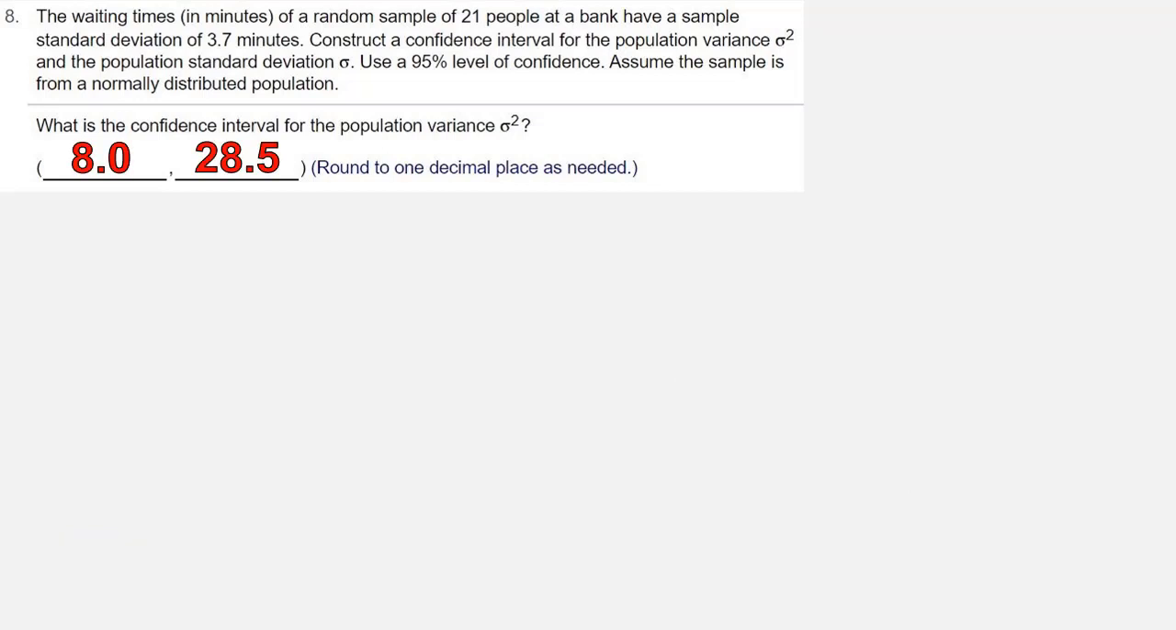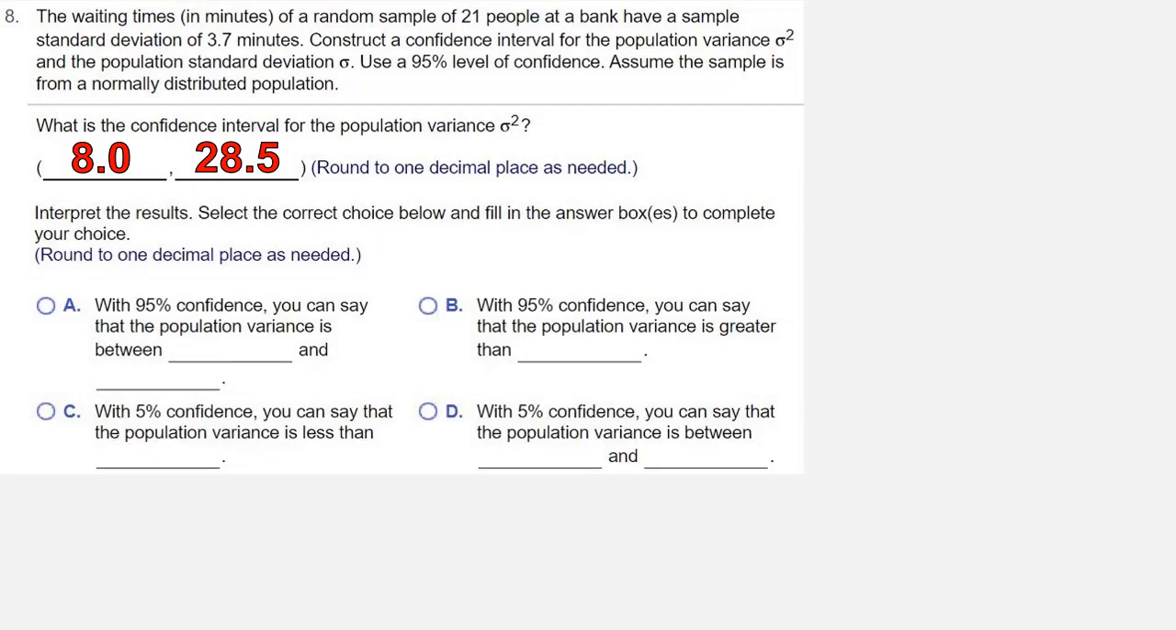Let's go ahead and interpret those results. Remember that when we're finding a confidence interval, the level of confidence tells us how certain we are that the population value, in this case sigma squared, falls within the boundaries of our interval. So we're 95% confident that sigma squared will be between these two numbers. That eliminates choice C and D, which say we're only 5% confident. So we look at choices A and B, and the only one that has the value falling between two entries is choice A. So our answer here is choice A. With 95% confidence, you can say that the population variance is between 8.0 and 28.5.